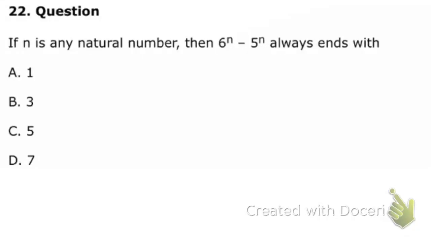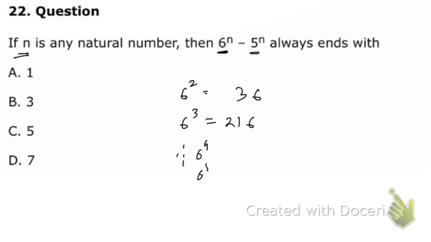Now you see, if n is any natural number, then 6 to the power n always ends with 6. Doesn't matter what the power on 6 is, 2, 1, 3, 4, it's always going to end with 6. Suppose you have 6 squared, that's 36. Suppose you have 6 to the power 3, then it's 216. You may check 6 to the power 4, 6 to the power 5, and so on. Those numbers are going to end with 6.